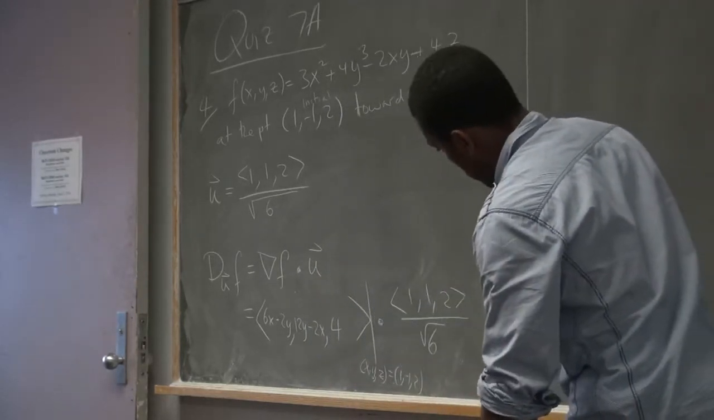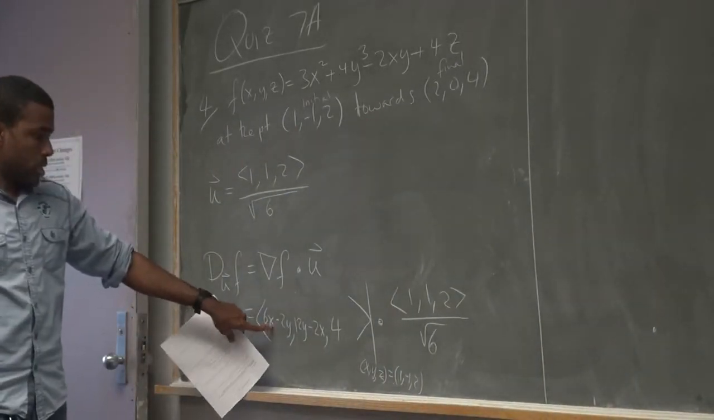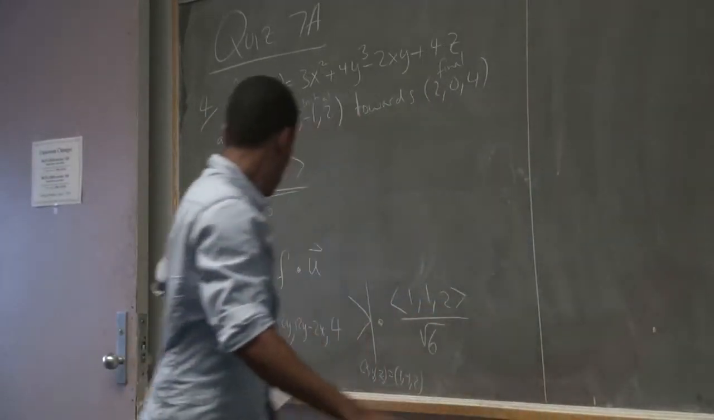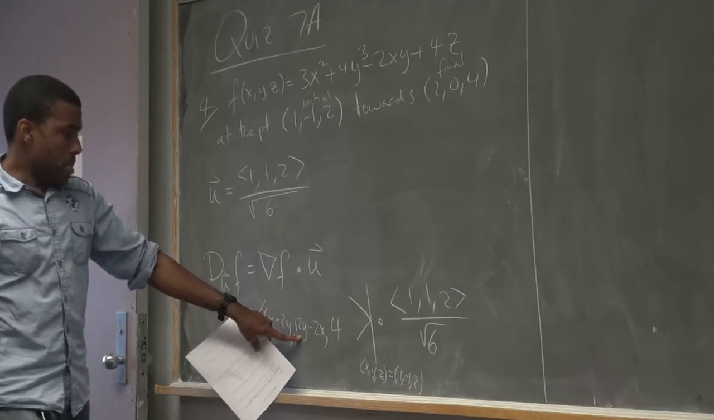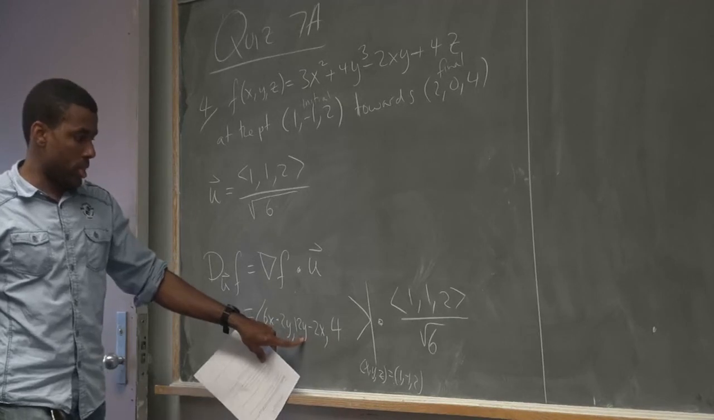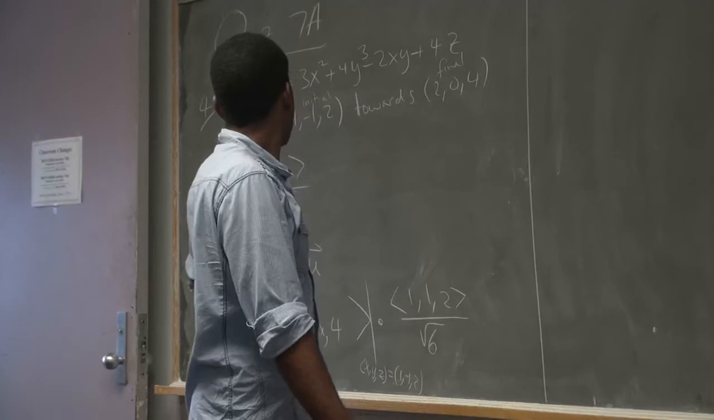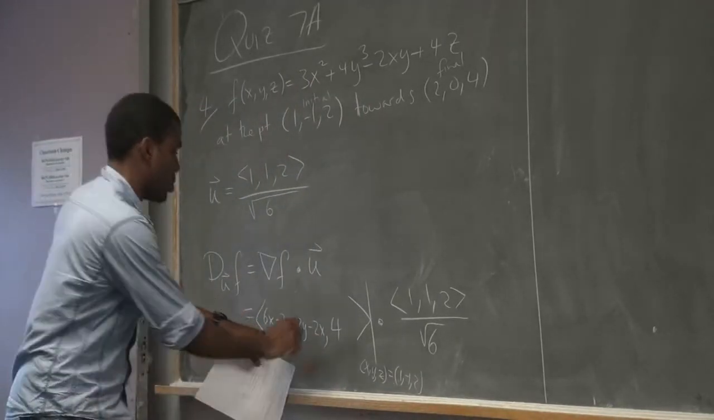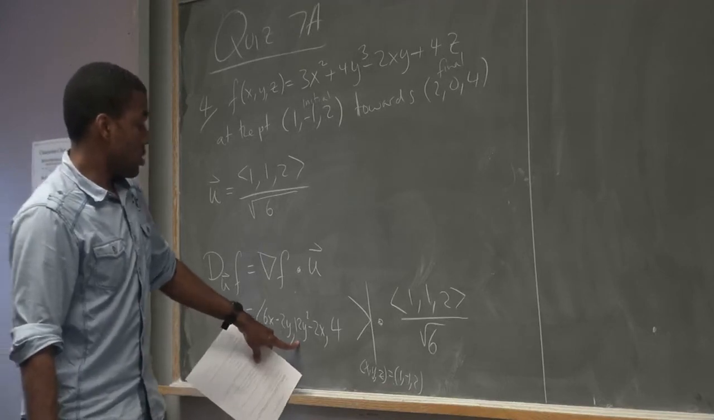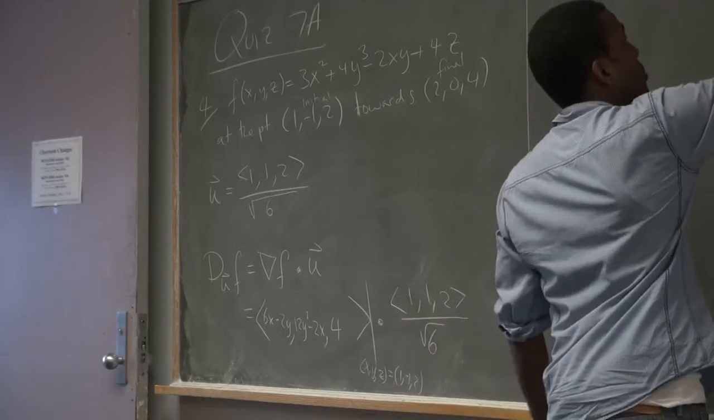If I plug in 1 and minus 1, this would be 6 plus 2, right? That would be 8. This would be minus 12 minus 2, right? Because y is negative 1. Minus 14. Then it's supposed to be 12y squared. So 12 minus 2, 10. And this was just a constant 4.